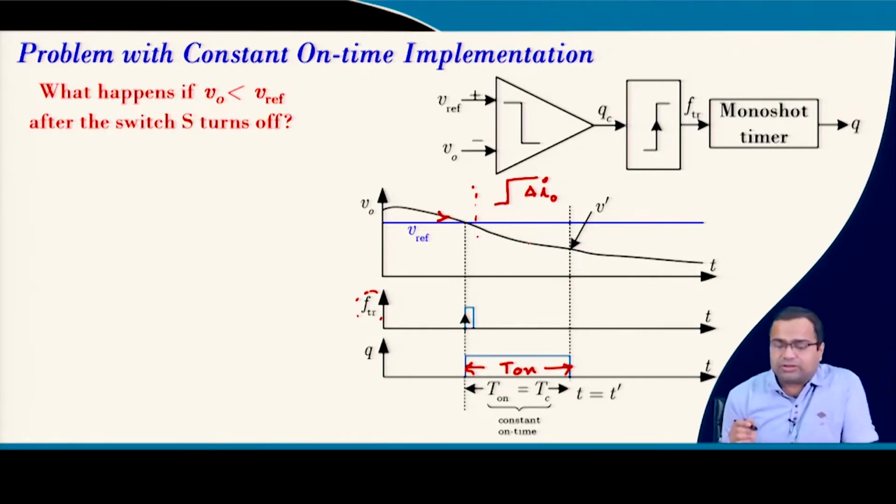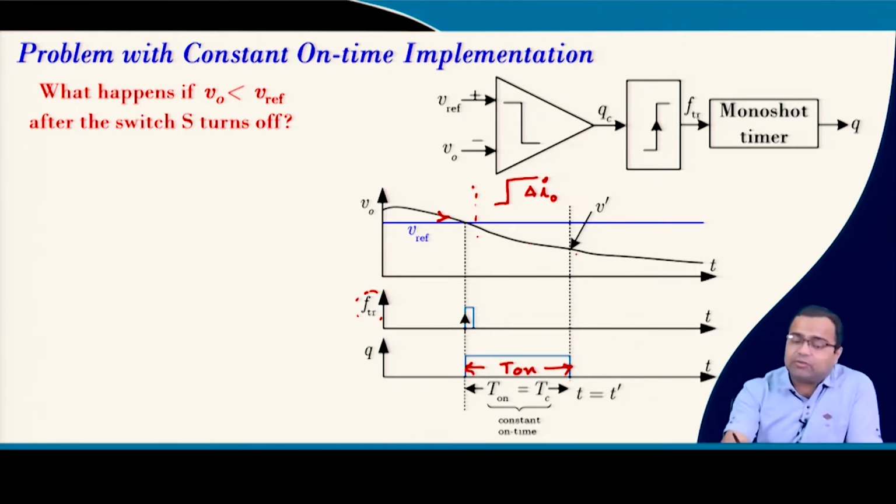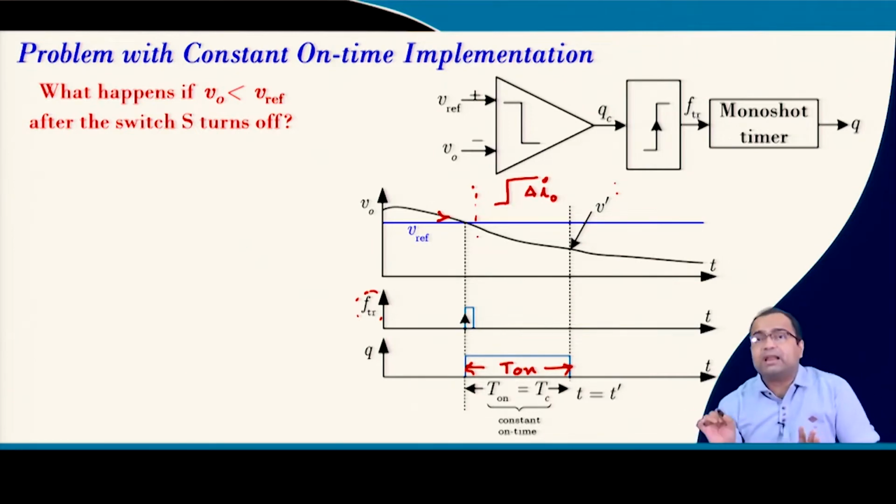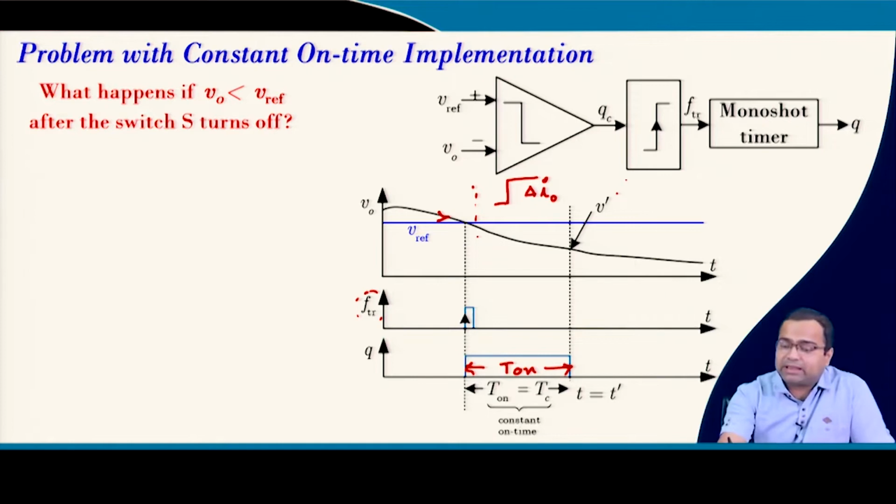But because of the load step up transient, the capacitor current is negative for a certain duration when the output cannot increase. So, it will decrease. That means in this time V dash, the output voltage, is lower than Vref. So, the output of the comparator is high, continues to remain high, and we cannot get any positive edge here. Then what will happen? Then we cannot turn on the timer again.